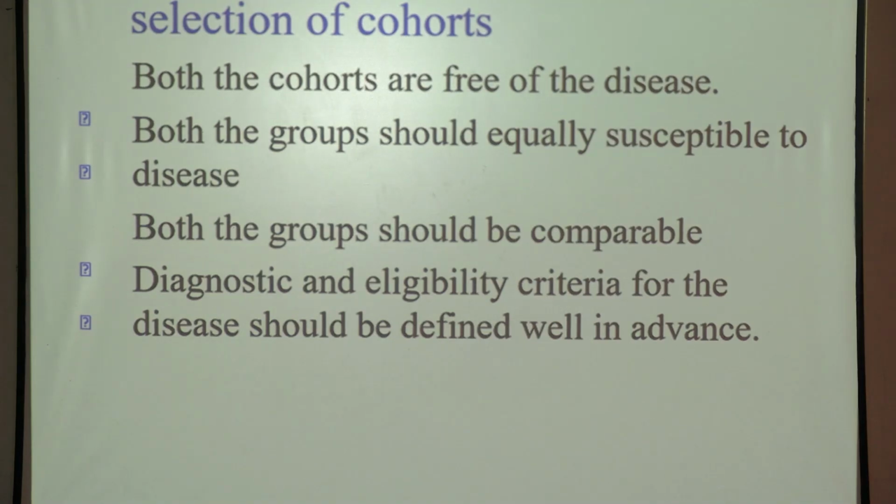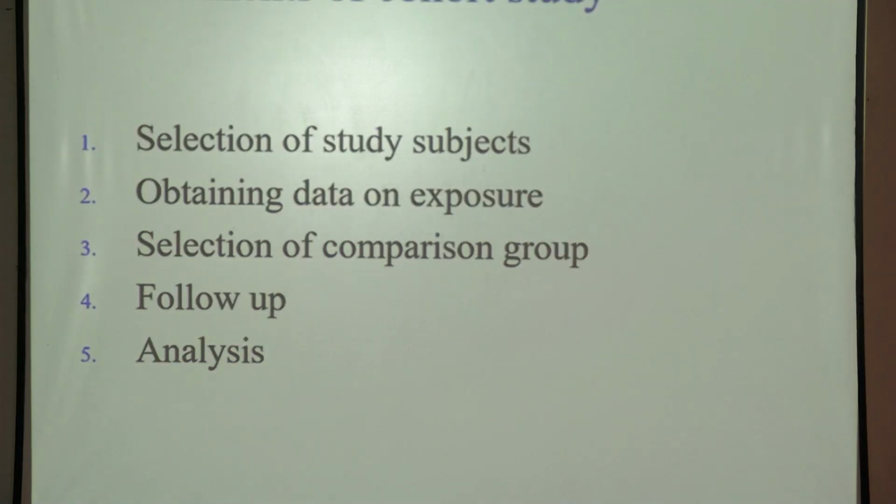Here are some criteria for selection of cohorts. Both the cohorts should be free of the disease, both the study group and the control group. Both should be equally susceptible to disease. Say, for example, people living in an area where a power plant or a nuclear power plant is coming up can be exposed to radiation. So both groups should be equally susceptible to disease. Both groups should be comparable. Diagnostic and eligibility criteria for the disease should be defined well in advance.